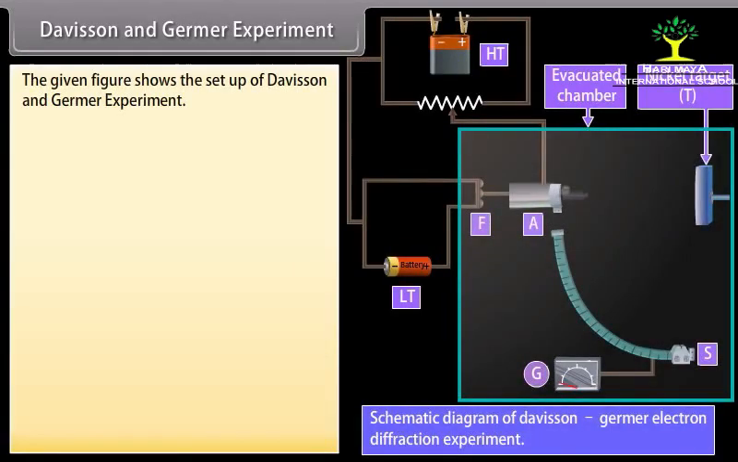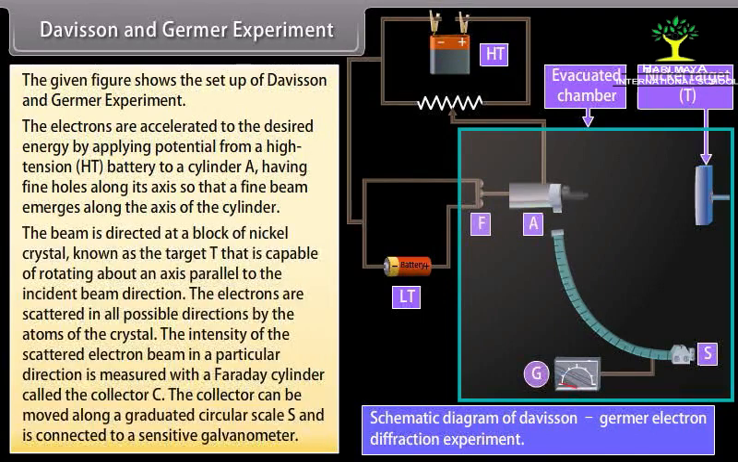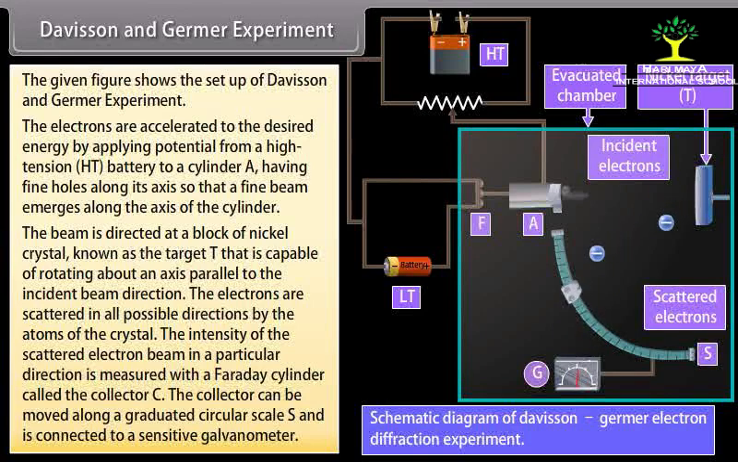Davisson and Germer experiment. The given figure shows the setup of the Davisson and Germer experiment. The electrons are accelerated to the desired energy by applying potential from a high-tension HT battery to a cylinder A having fine holes along its axis so that a fine beam emerges along the axis of the cylinder. The beam is directed at a block of nickel crystal known as the target T that is capable of rotating about an axis parallel to the incident beam direction. The electrons are scattered in all possible directions by the atoms of the crystal.